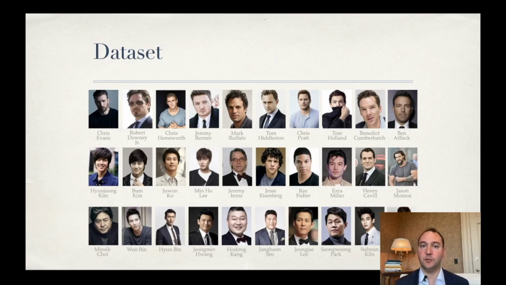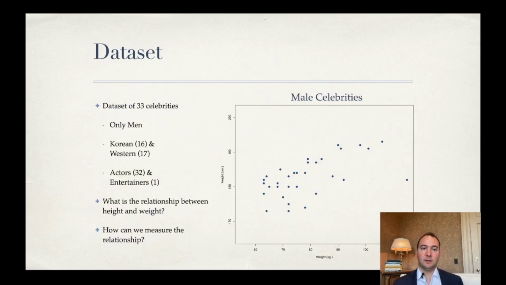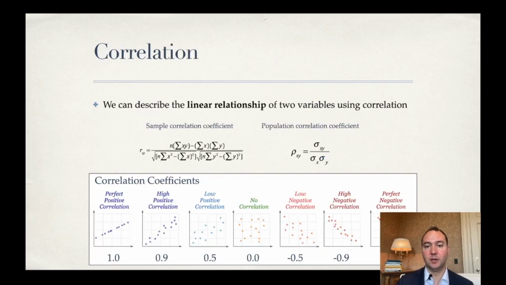So the types of people might be a little bit different when we start to analyze the patterns in this data. Okay, so keep that in mind when we're looking at our analysis results. So in this data, we have 33 people. What is the relationship between their height and weight? How can we measure this relationship?